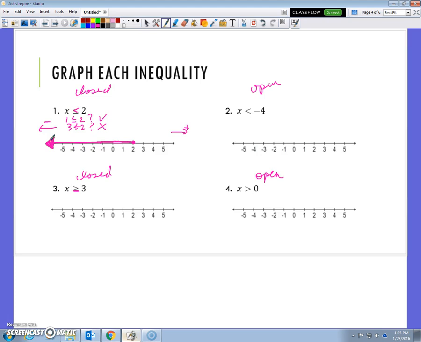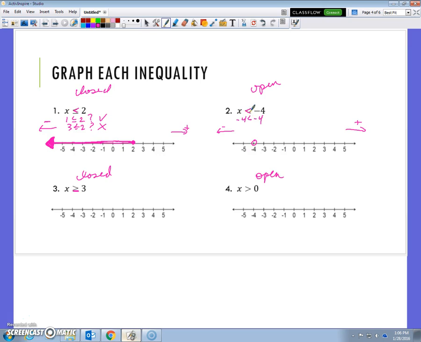With number 2, it's almost exactly the same, except in this case, we don't want to include -4 because -4 itself is not less than -4. But anything right next to -4 is one way or the other. So let's think about this. Which way should we shade? In this case, once again, it's less than, and we remember that this way it gets smaller and this way it gets bigger. And we're talking about a less than sign. We need to go to the left.